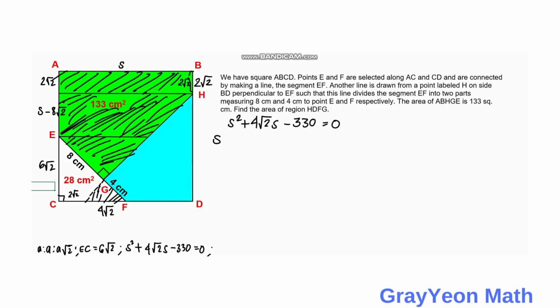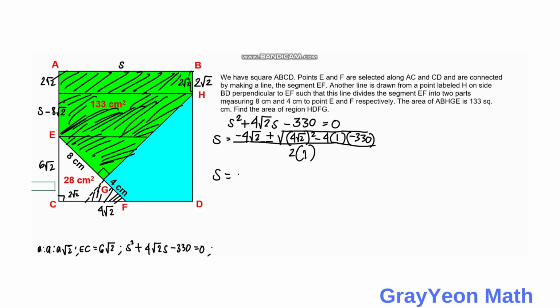So s is equal to the negative of 4 square root of 2 plus or minus the square root of (4 square root of 2) squared minus 4 times 1 times the negative of 330, all over 2 times 1.